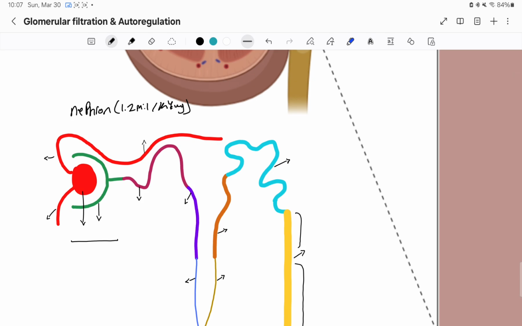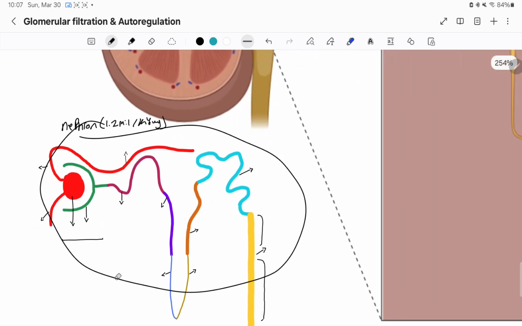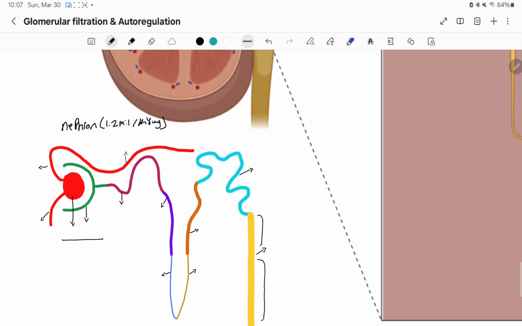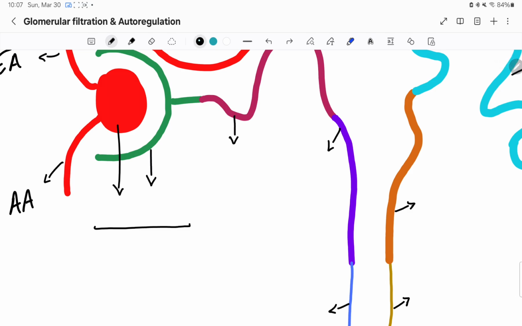Now, here is the general structure of a nephron. So you're going to have this arteriole feeding into this area, okay? Here's a nephron, right? This entire thing is a nephron. You have this arteriole here called the afferent arteriole, and you have this other arteriole called the efferent arteriole. You have this big tuft of capillaries here in red called a glomerulus, okay?